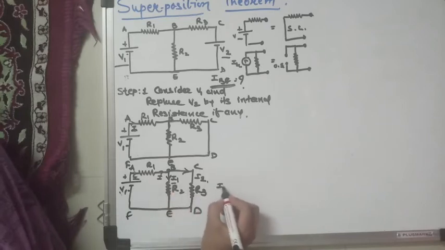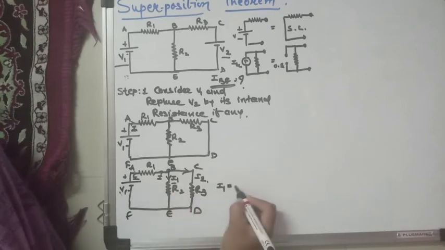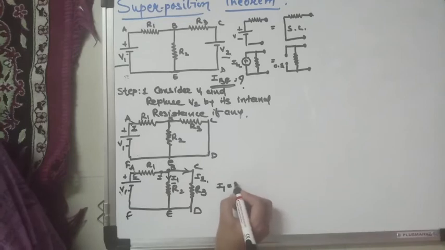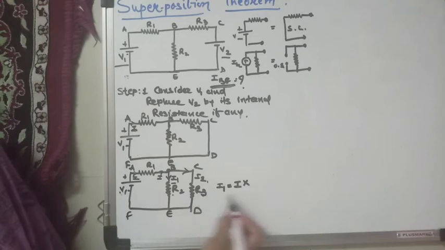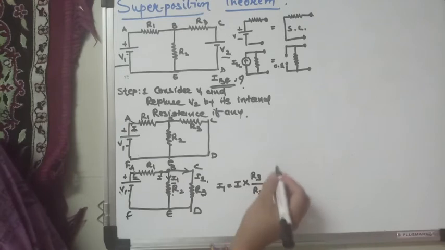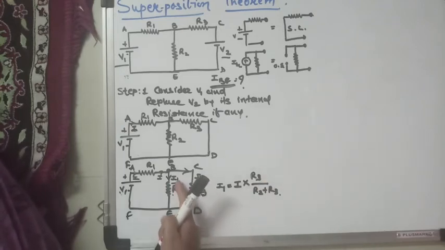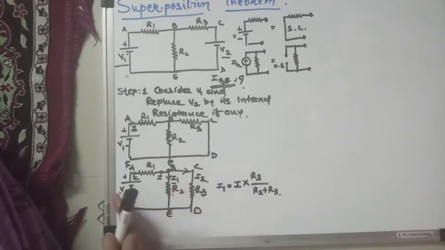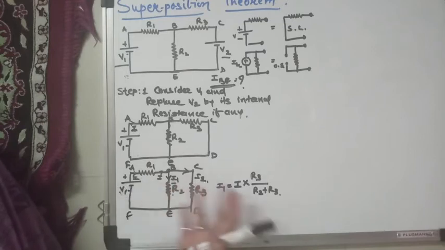Now what is I1? I1 is equal to, as per the division of current rule, total current I into the resistance of the opposite branch, that is R3, divided by the algebraic sum of both resistances, R2 plus R3. This way you can find the value of current I1 which is flowing through the branch BE when V1 is considered in the circuit and V2 is short circuited. Now step 2.